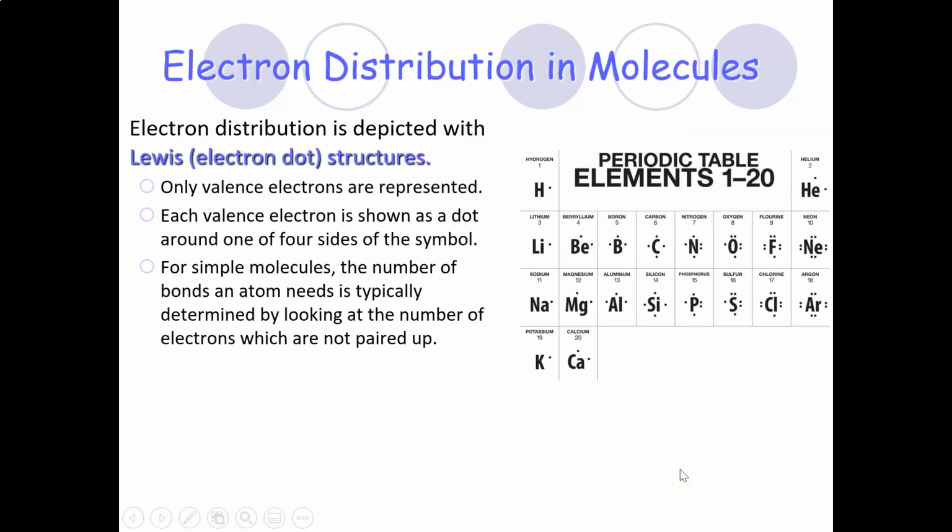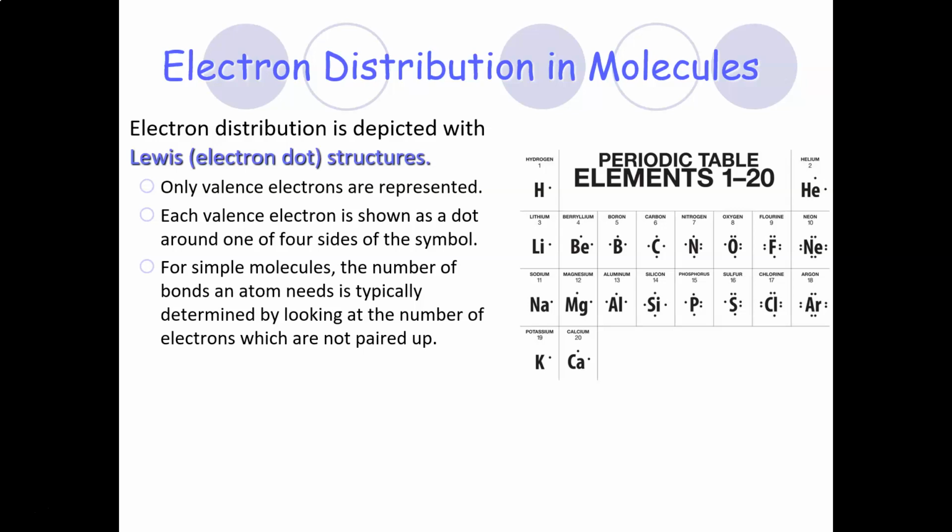So you learned last year about Lewis or electron dot structures. So we're going to review those in order to start drawing structures. You only show the valence electrons. Each dot represents one of those valence electrons. We put the dots around all four sides of the symbol. The number of bonds an atom's going to form is typically determined by the number of electrons which are not paired. That's a really good rule of thumb.